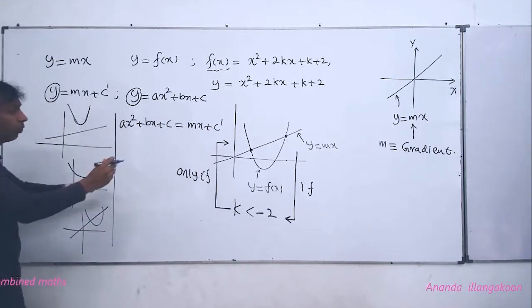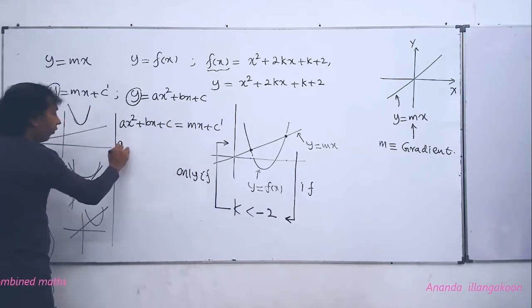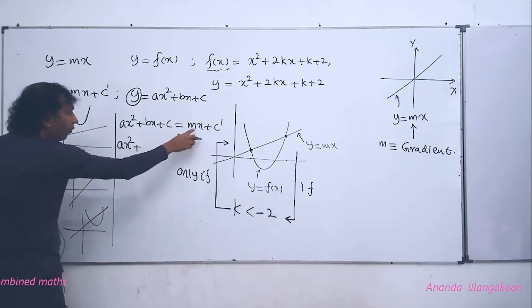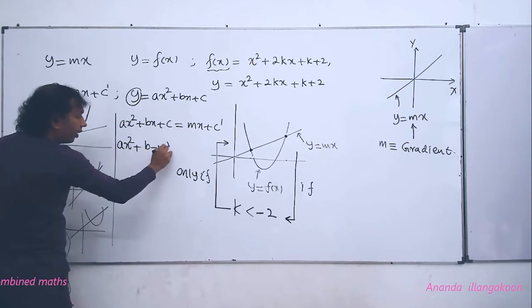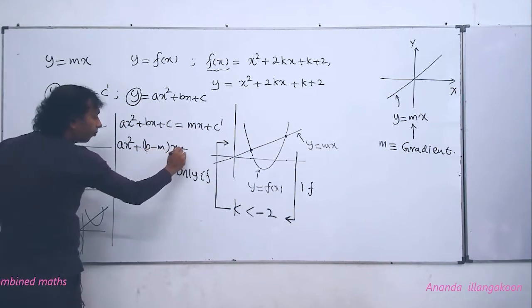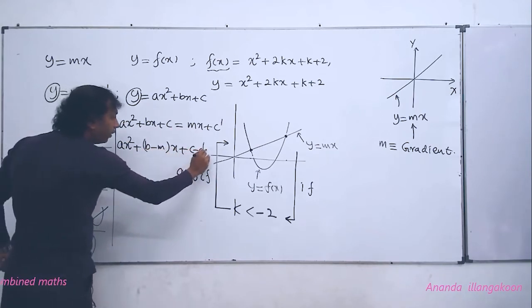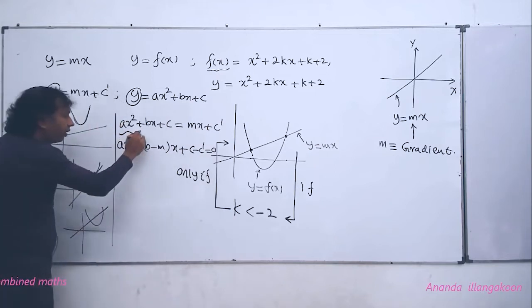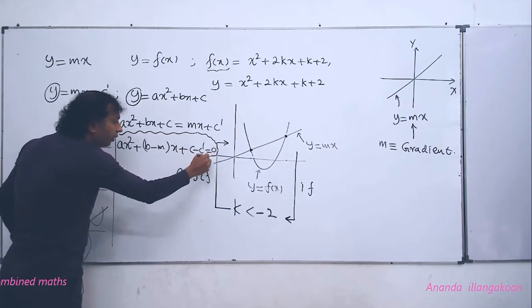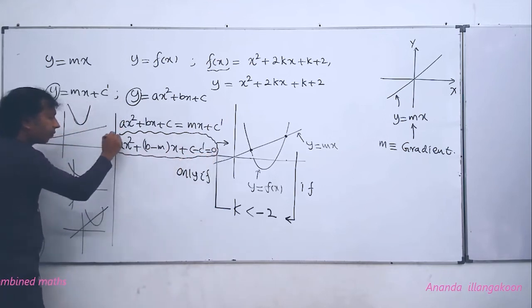Then once you bring all the terms to the left hand side, we said, people, we can very easily notice, once you bring this side and take x out, we get (b minus m) times x plus c minus c dash equals 0. Then you can see what this really is. This is a quadratic equation in x.